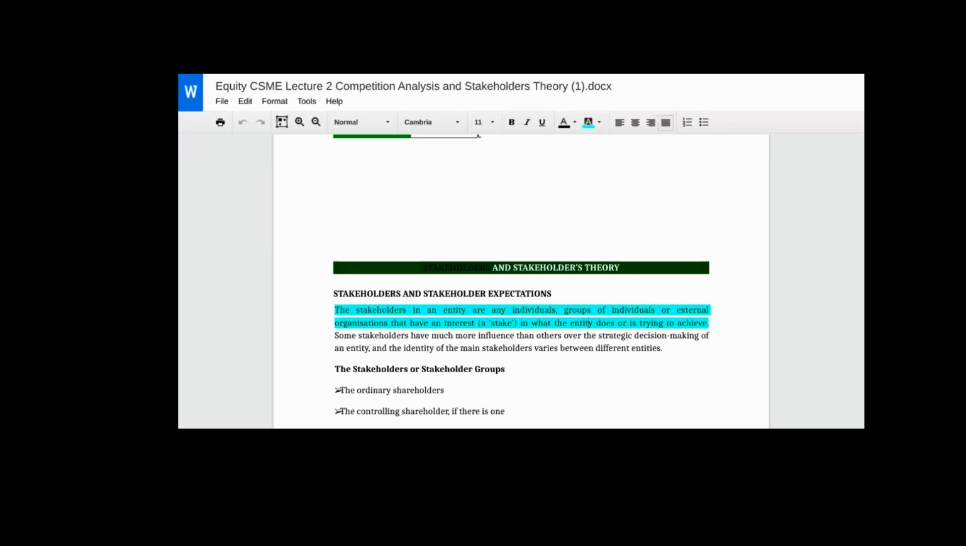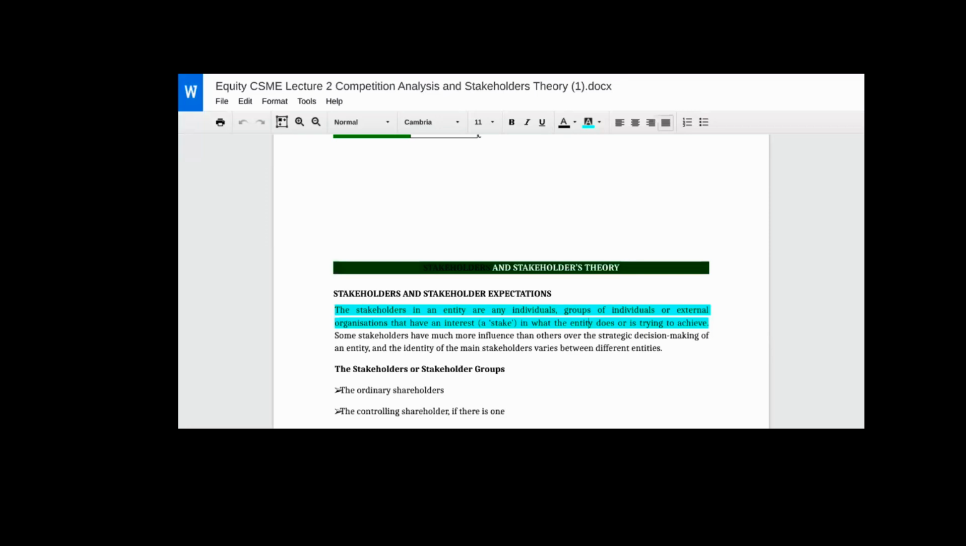So they try to monitor the activities of the organization, their performance, their sources, their strategy is key, even the policy of the company. And it is not all stakeholders that are shareholders of the company, but all shareholders are stakeholders of the company. So in summary, those individuals or group of individuals that have interest in what the company is doing and their sources and performance is paramount, those are the people that we call stakeholders.